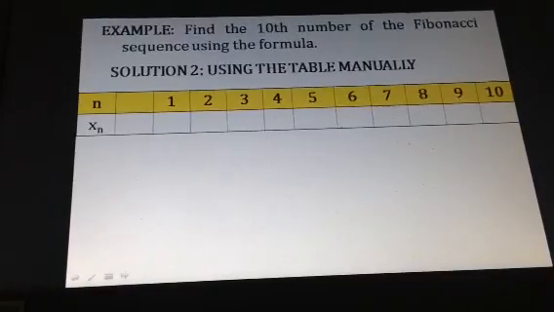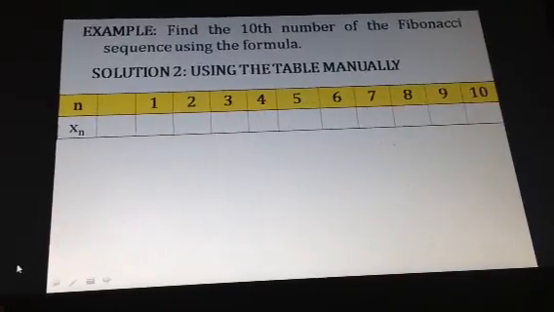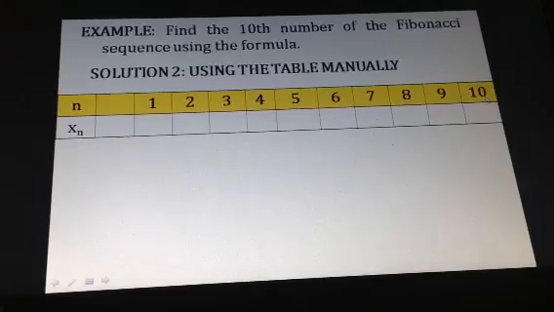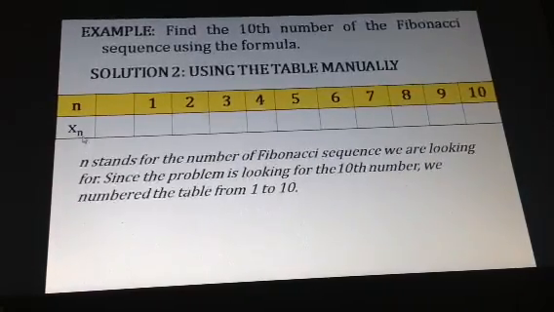So, sa taas, we have the nth term, kung ano yung hinahanap. Dito tayo hanggang 10. And then sa baba, yung x sub n. Ayun yung kailangan nating isolve. So, n stands for the number of Fibonacci sequence we are looking for. Since the problem is looking for the 10th number, we number the table from 1 to 10. So, ito depende sa kung ilan number ang hinahanap nyo.